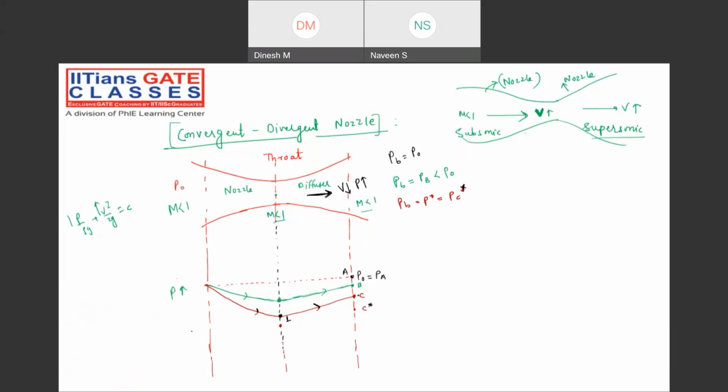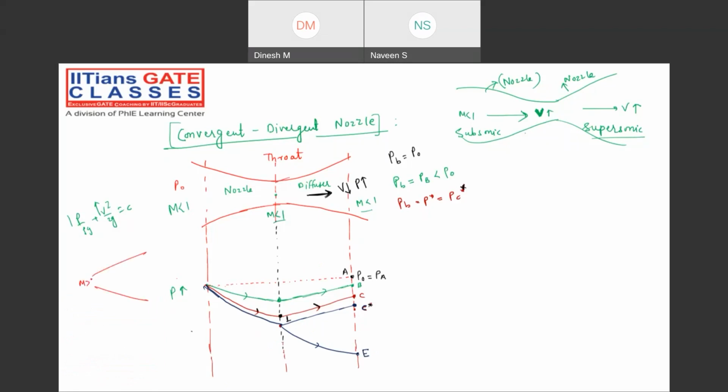Suppose the design pressure is what? So this corresponds to the choking condition. C star, this value is what? C star. But now suppose there are two possibilities. One is what? Subsonic flow, and the other is what? Supersonic flow. And this corresponds to the E point.